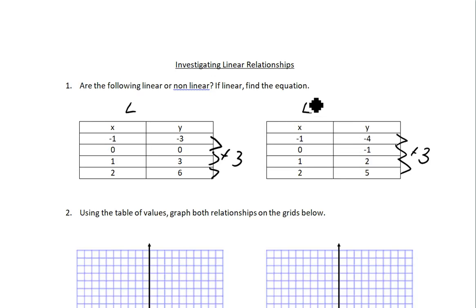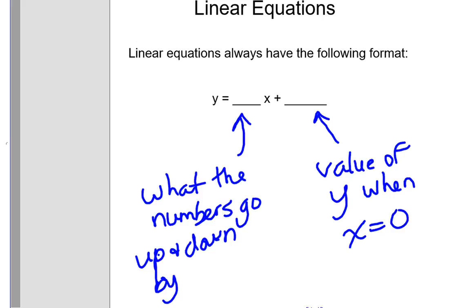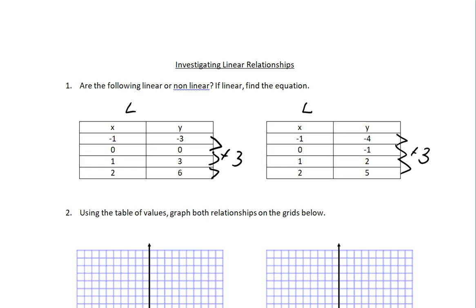So now what we have to do is find the equation. So recall what we talked about previously, and that was here. So the first part of the equation is what do the numbers go up or down by? And the second part is what's the value of y when x is 0? So if we come back here, we can see that we're going up by 3 every time. And when x is 0, y is also 0. So we could say 3x plus 0, or we could just say 3x, which is more common.